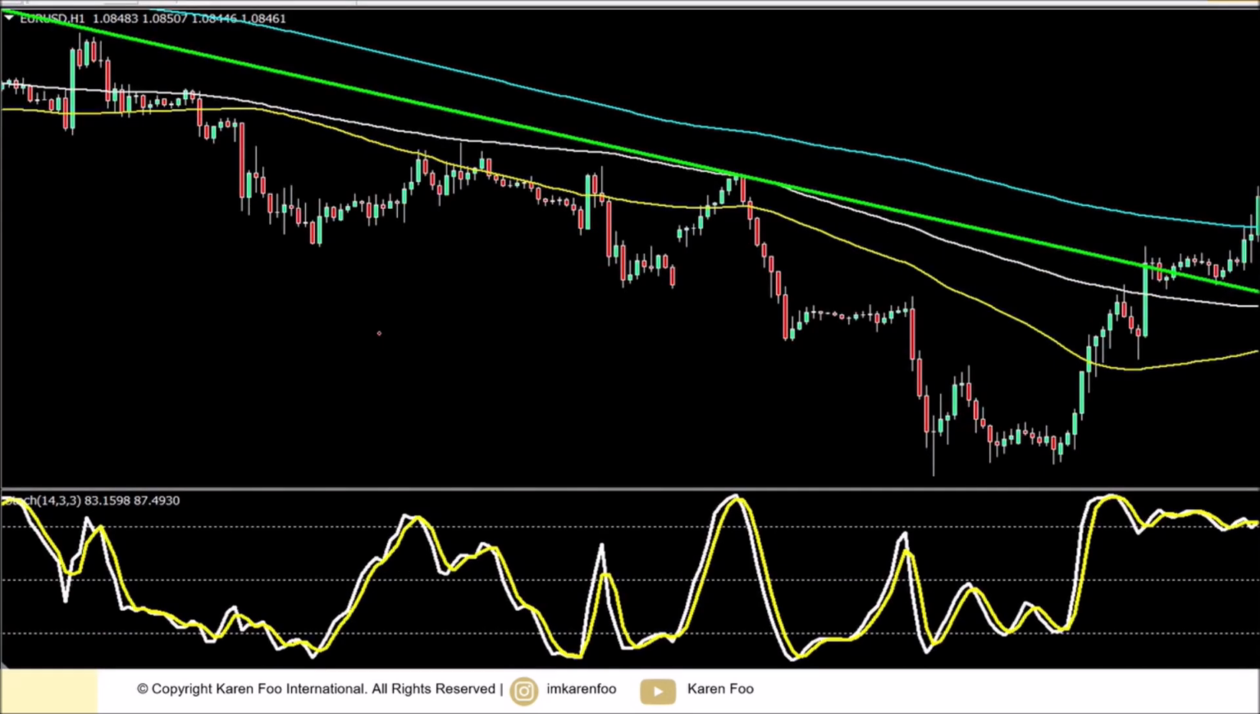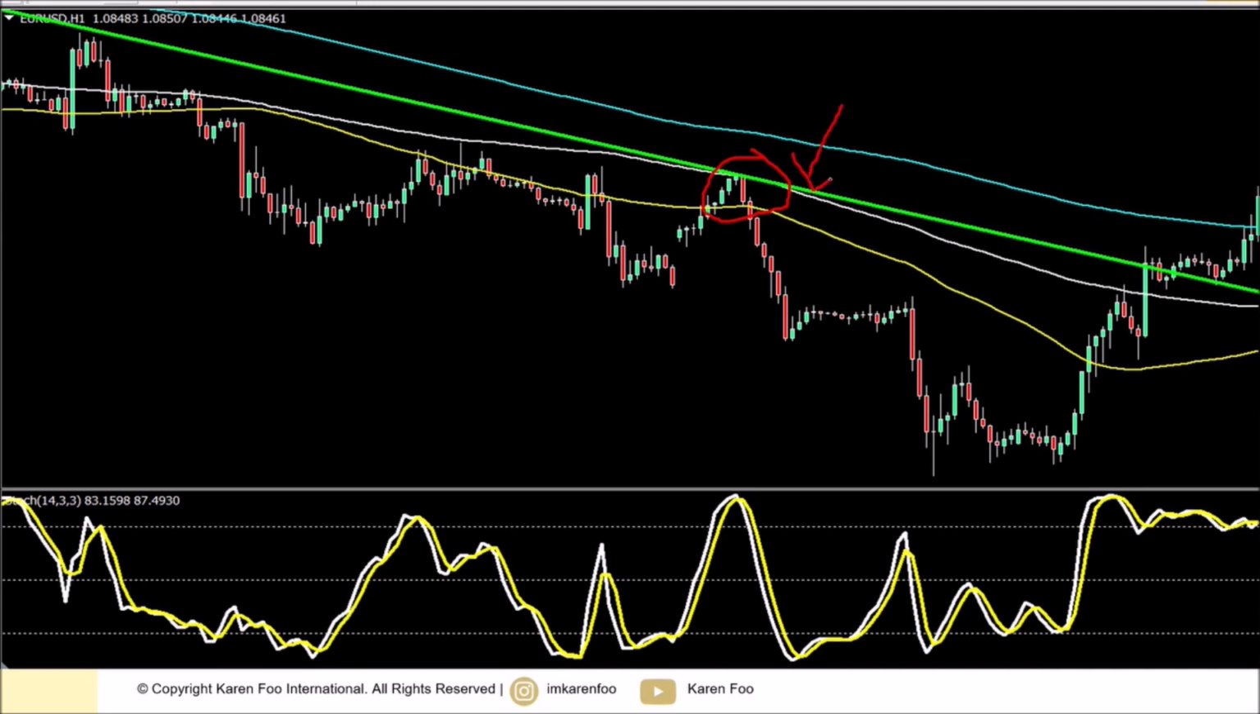Okay, so another example over here, can you spot where the evening star is? This would be a higher probability. Why is that? Because first thing first, this is where the evening star is formed. Can you see that? And it is testing the 100 SMA and testing this green trend line.